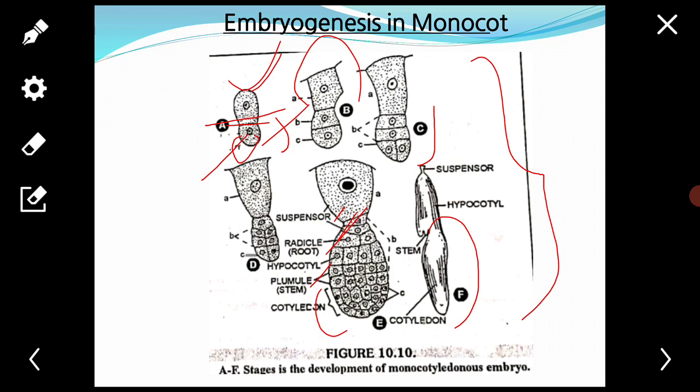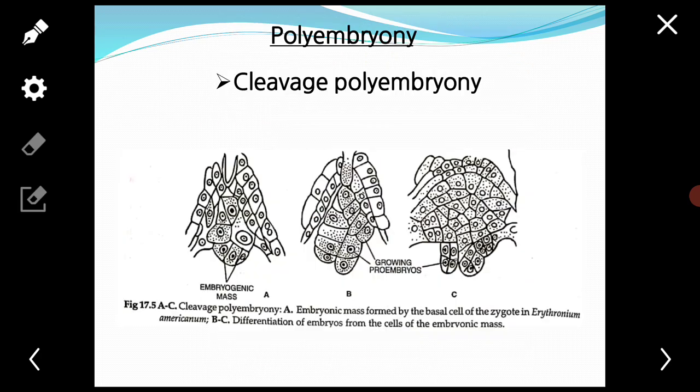Next, that is the polyembryony. The question on the polyembryony may come for 3 to 5 marks. What is the polyembryony? Polyembryony means occurrence of two or more embryos in one ovule. It was first noticed by Leeuwenhoek in 1719 in the seeds of orange.